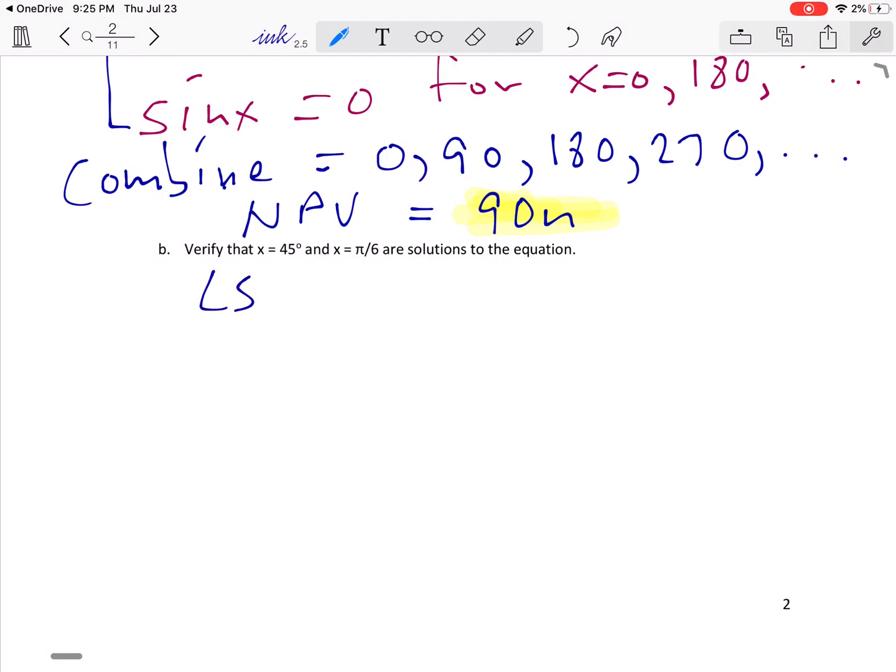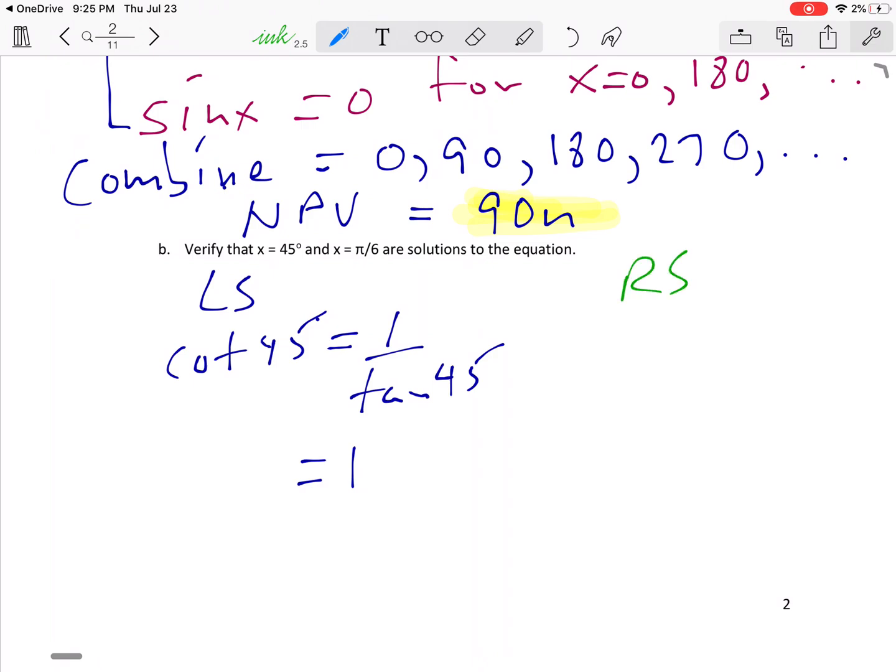So the left side here is going to be cotangent 45, which is equal to 1 over tangent 45. And you can just work that out in your calculator, and that's going to equal 1. Okay, now do the right side. So this is cosine 45 over sine 45. Then work that out in your calculator, and that's going to equal 1. Okay, so this is what we want to show, right? Left side equals the right side.